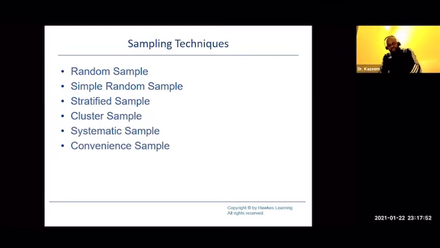Now I want to walk you through the different kinds of sampling techniques that we have. We have a random sample, a simple random sample, a stratified sample, a cluster sample, a systematic sample, and a convenience sample. These are the types of sampling techniques that can be adopted if you want to choose a sample from the population for your study. Taking a sample is more or less like taking a subset of the population.